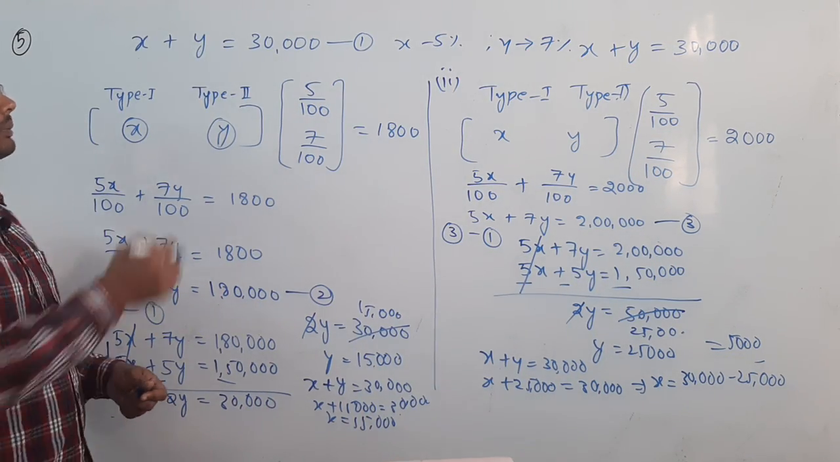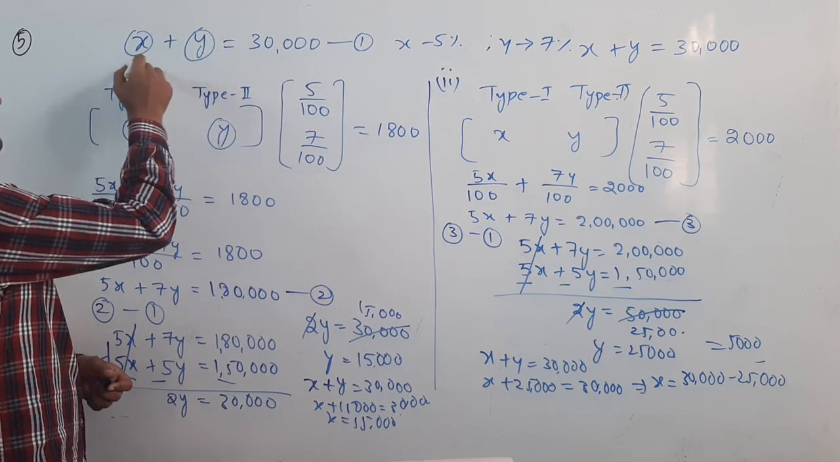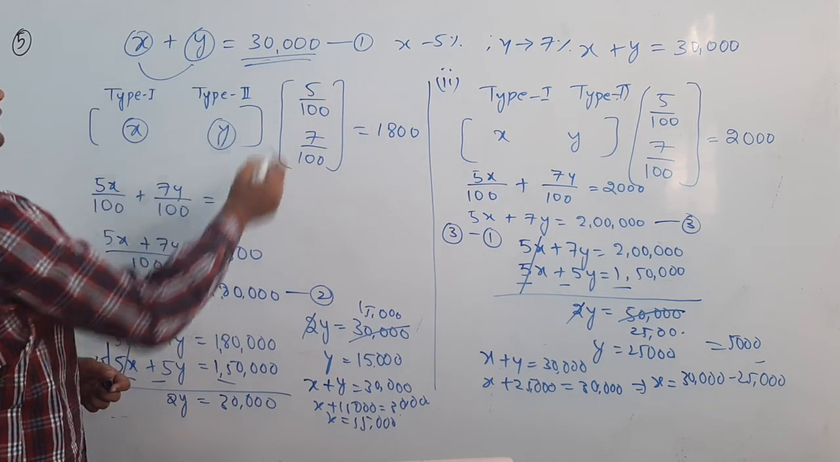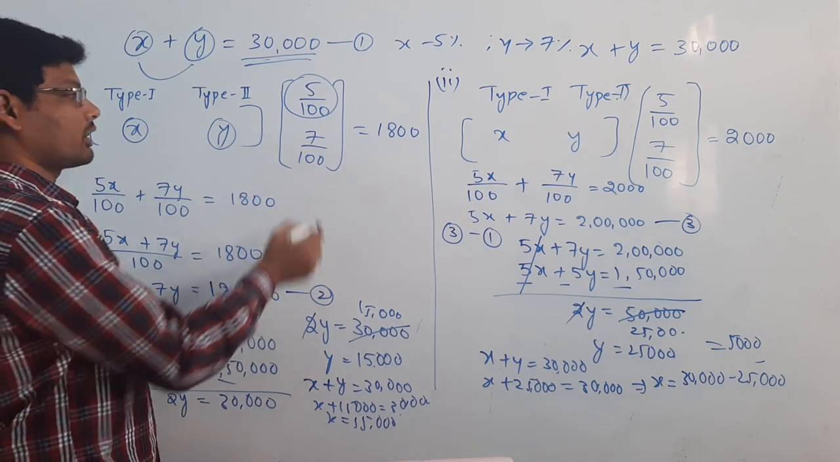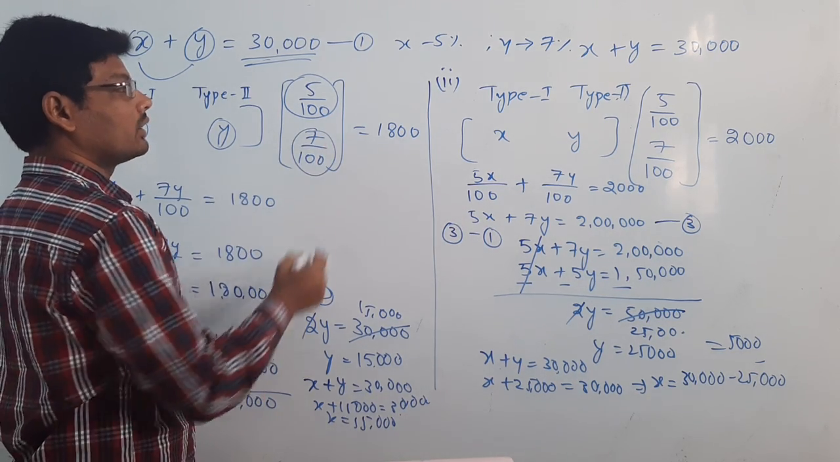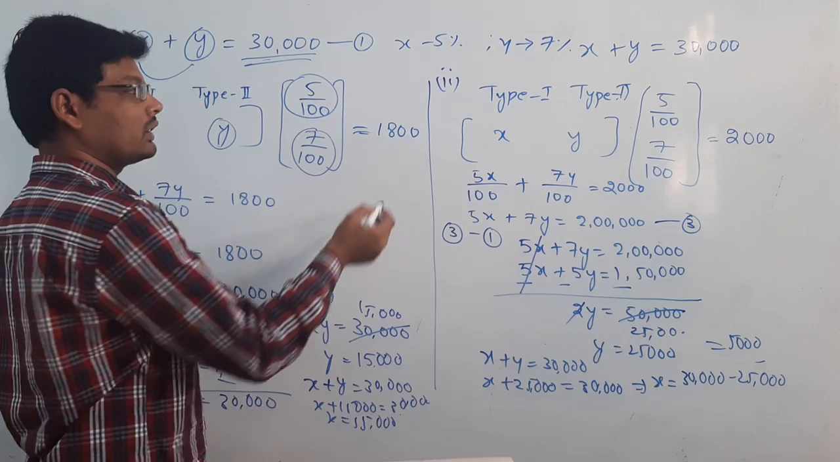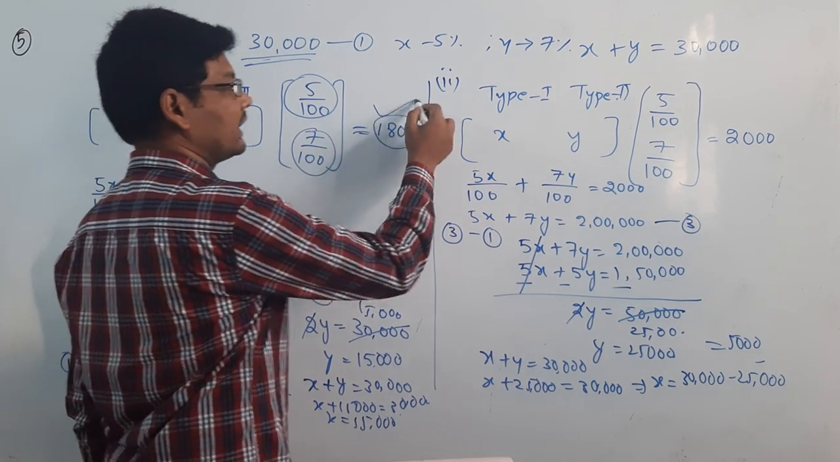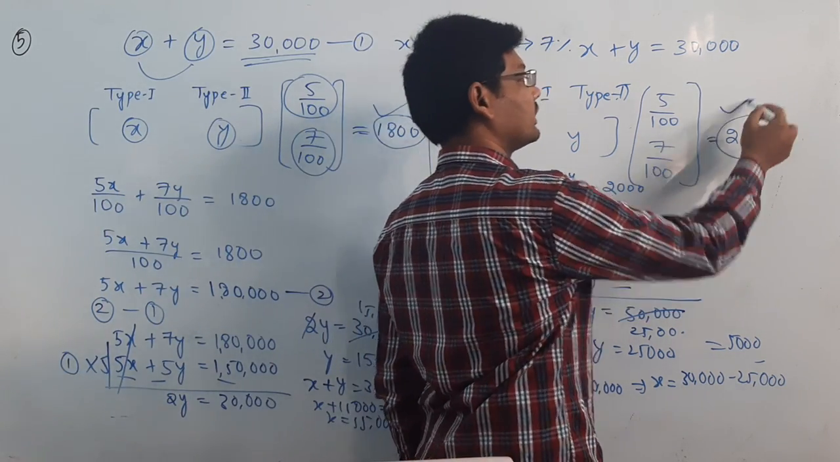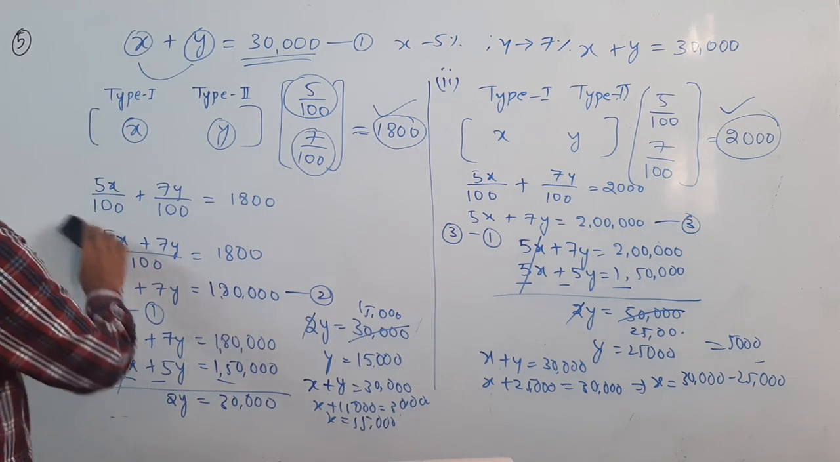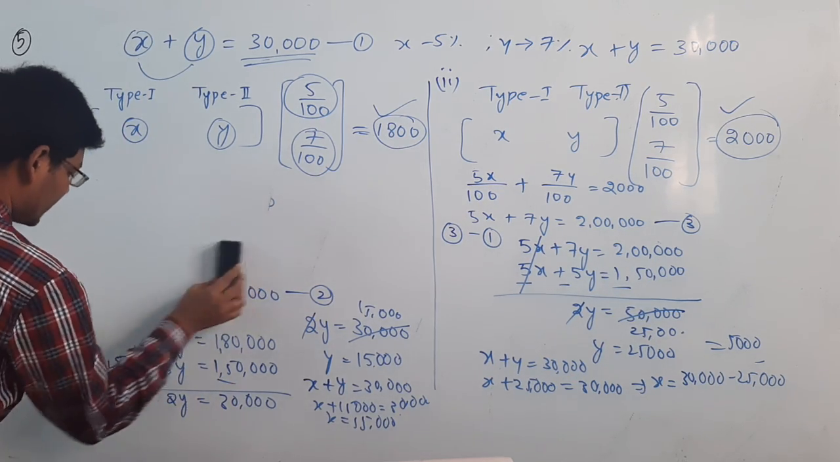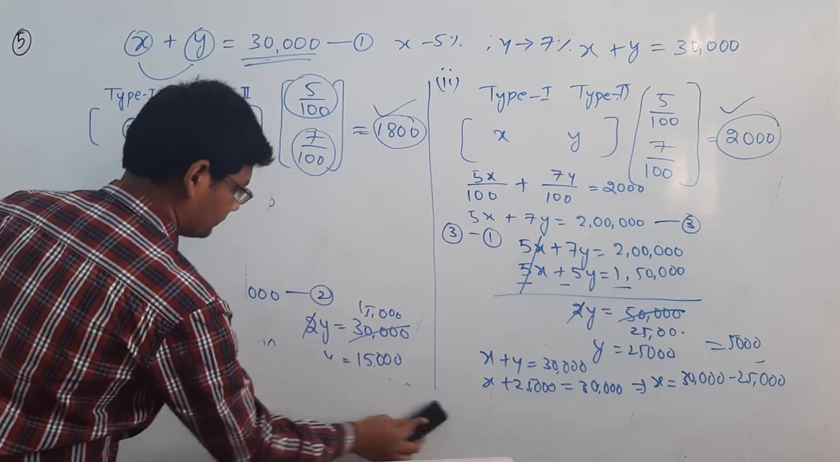Two types of investments are there, x and y. The sum of the two investments is 30,000, and the first type of investment is for 5%, and the second type is for 7%. The annual profits for the two cases are 1,800 and 2,000. This is all about the solution of this question, and let's have a look at the next exercise.